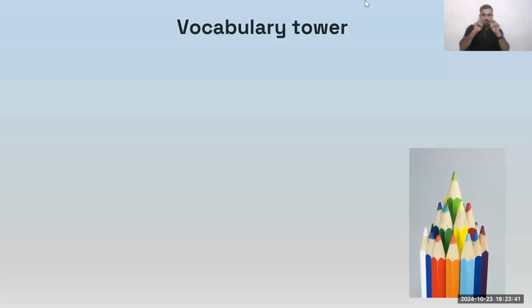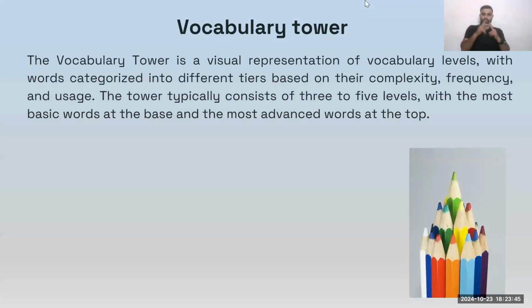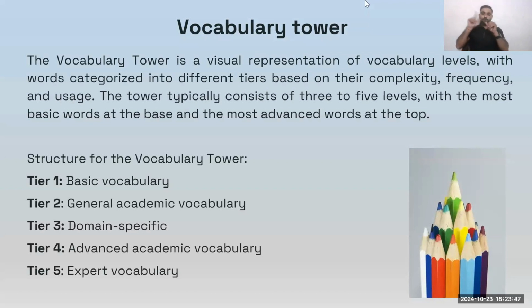Okay, so we have with us the vocabulary tower. We have heard about the Eiffel Tower, so it's now time to understand what we mean by vocabulary tower. The vocabulary tower is a visual representation of vocabulary levels with words categorized into different tiers based on their complexity, frequency, and usage. I'm repeating the words. Please understand complexity of the word, and frequency and usage. How do we divide them?